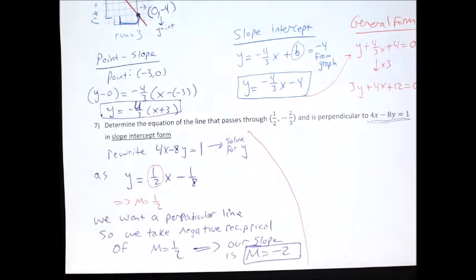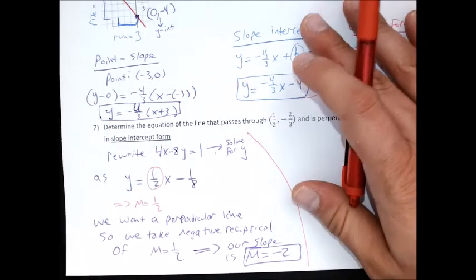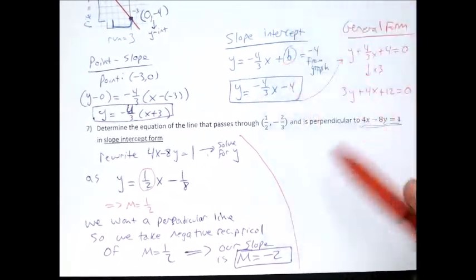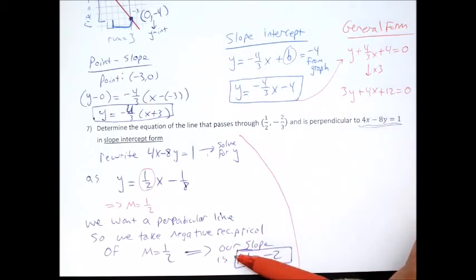So all that was just to figure out what the slope needed to be, because we're only given 1 point, right? We can't calculate slope ourselves because we only have 1 point here, and so we can't use the slope equation. We needed to do it this way.